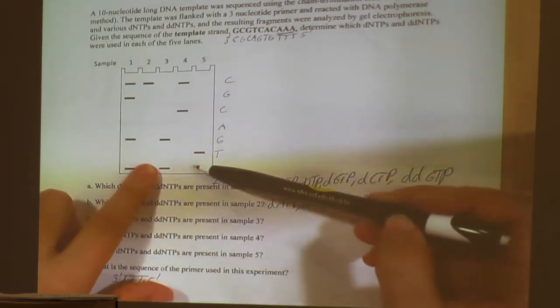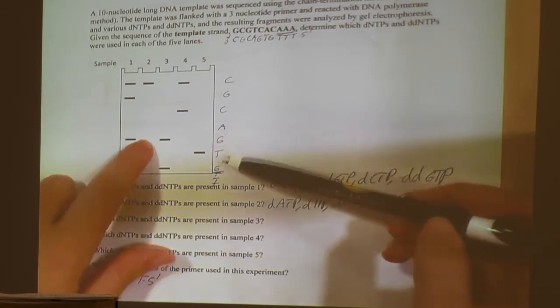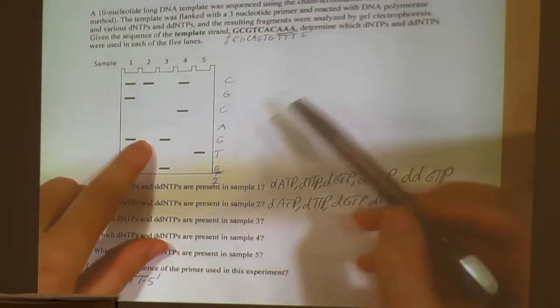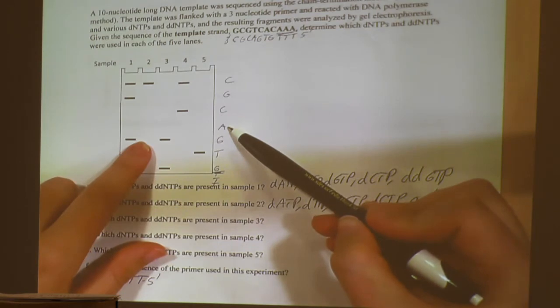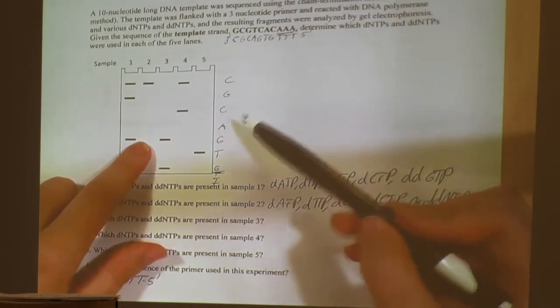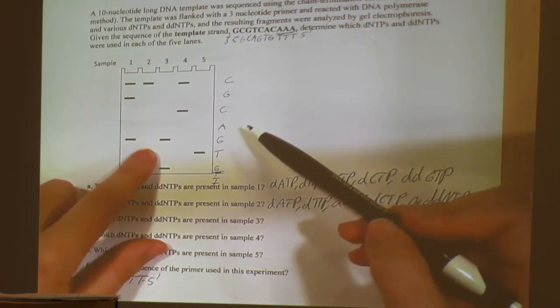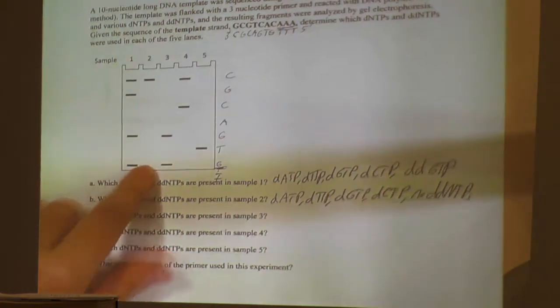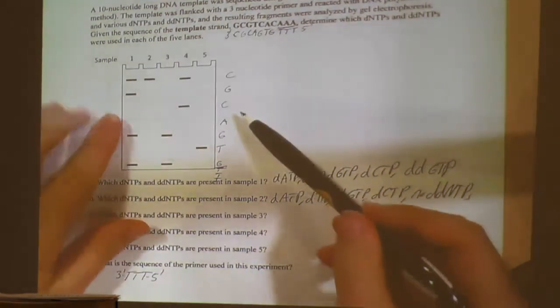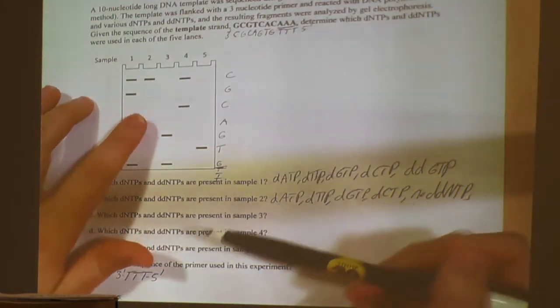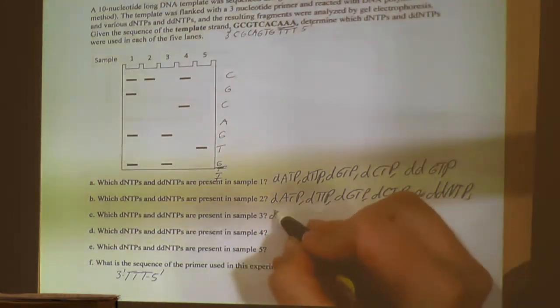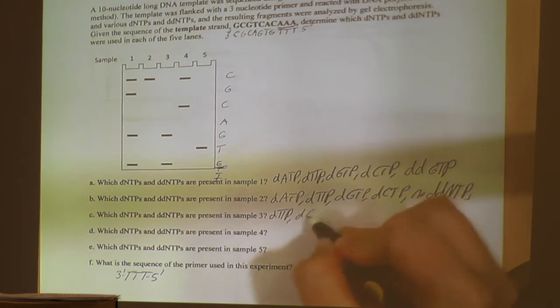Would it make a line at the last G if it's missing a dATP? Would it be able to continue if there's no dATP? Oh, I see. Yeah. So it's missing its dATP, and it may or may not have dCTP. You don't know that. And so it has dTTP, dGTP, and those are the two we know for certain.